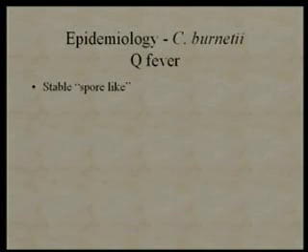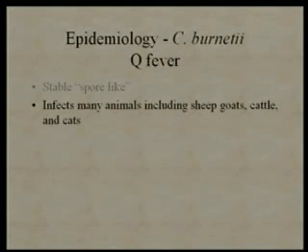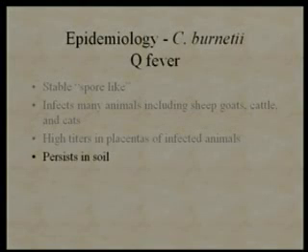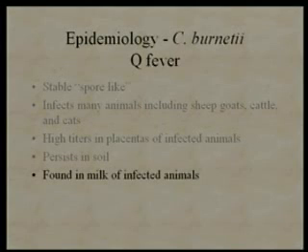So again, this is a relatively stable organism. It infects a number of different animals, including sheep, goats, cattle, cats, and there are others as well. But it infects animals, basically. And there are particularly high titers of these organisms in the placenta of these animals. It's also found in the soil, because if the placenta is on the ground, the soil will get contaminated. These organisms are hardy, so they'll persist in the soil. They're also found in the milk of the infected animals.